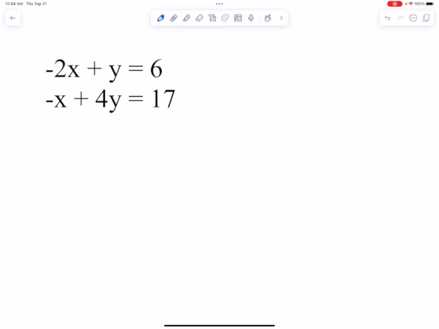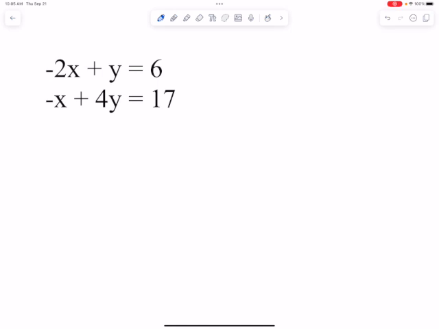If we would like to use the elimination method, but we don't have opposite terms for x or opposite terms for y to begin with, what we need to do is multiply one equation or both equations by numbers so that we will have opposites for the x's or the y's. And you can choose either x or y to try to eliminate, and either one should work out fine as long as you're correct with the steps.